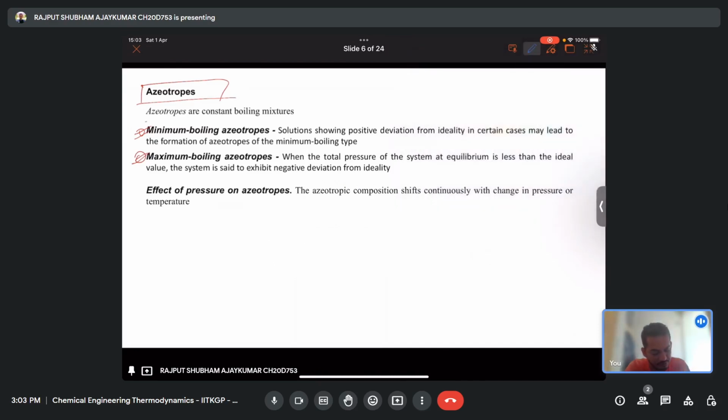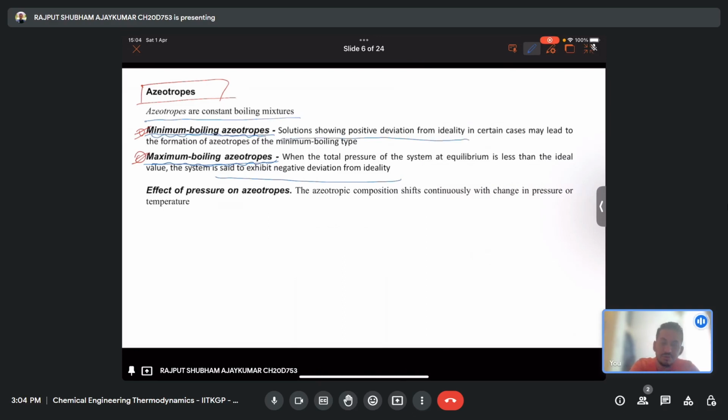So azeotropes are close boiling mixtures, and there are two types of azeotrope. The first one is the minimum boiling azeotrope, and the second one is the maximum boiling azeotrope. Minimum boiling azeotrope means the solutions show positive deviation from ideality. Similarly, the vice versa is the maximum boiling azeotrope, which exhibits a negative deviation from ideality. So these two terms are vice versa to each other.